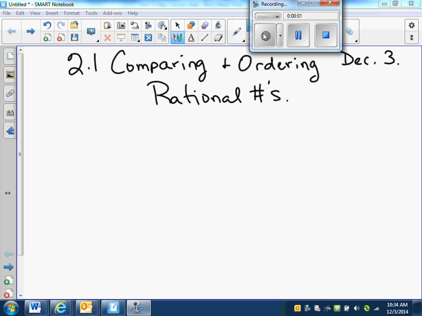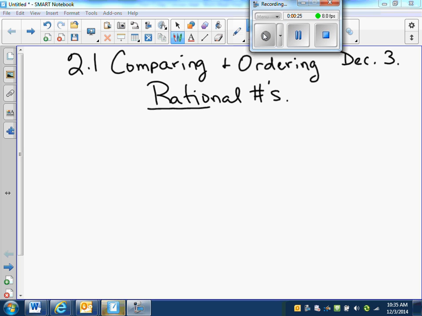So this is the first part of chapter 2. And like I said, I want you to get a grip on the size of rational numbers. How big are they? How small are they? Get used to this. When you look at them, they mean more to you than they did before. So a couple things I'd like you to realize about rational numbers.